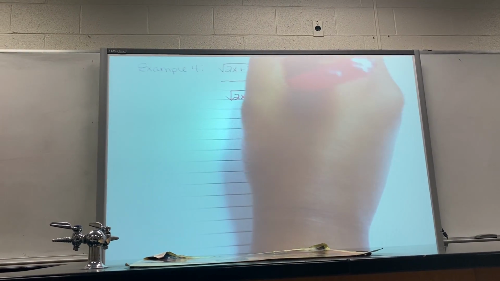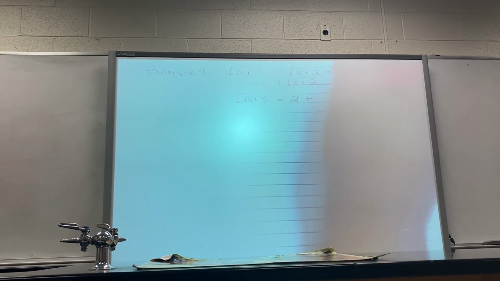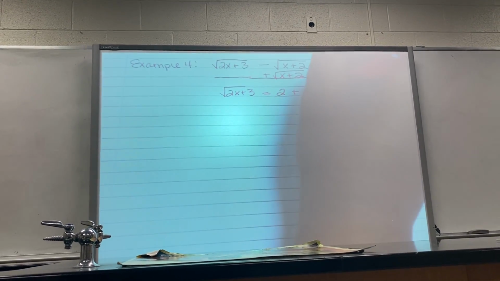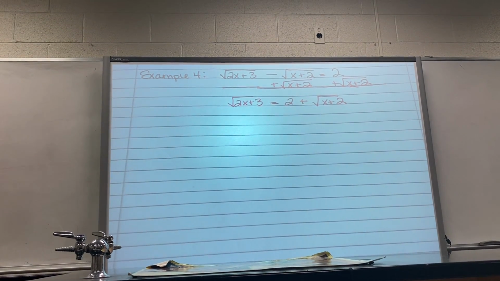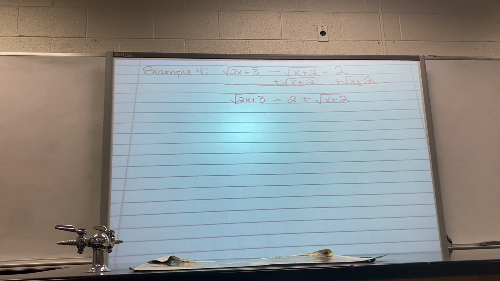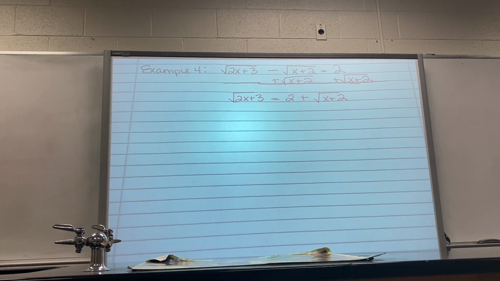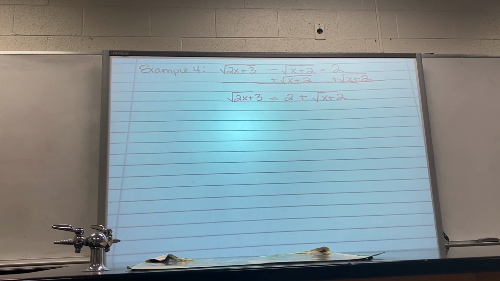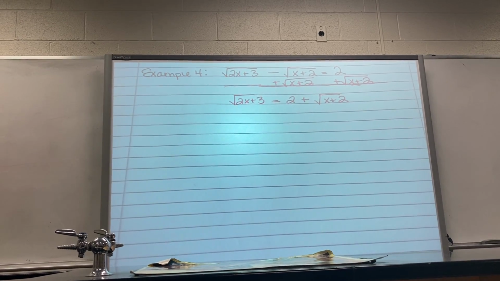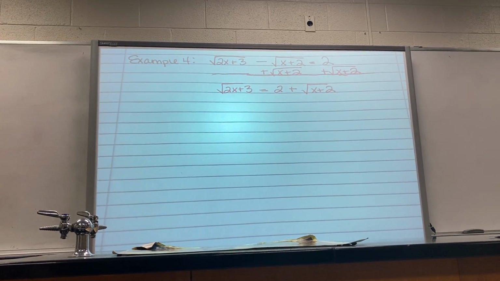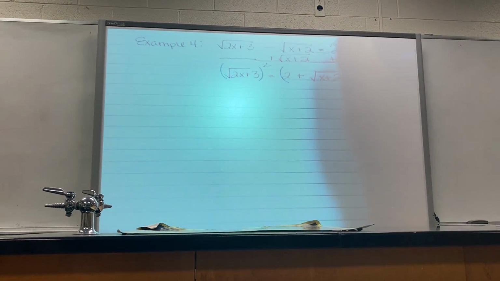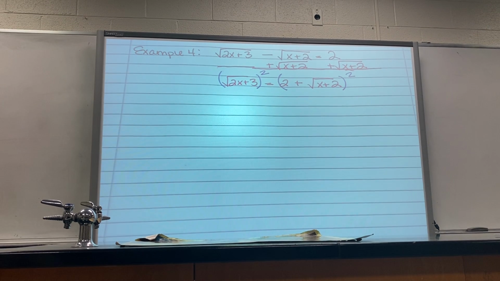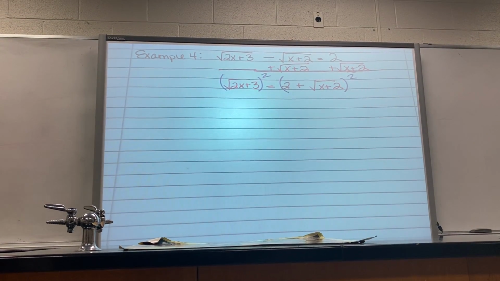So I've got the square root of 2x plus 3 is equal to 2 plus square root of x plus 2. So I've got my radicals nice and separate. So now I need to square both sides of the equation. Square here. And I'm squaring all of that, the whole side. So not just the radicals, but the 2 as well.